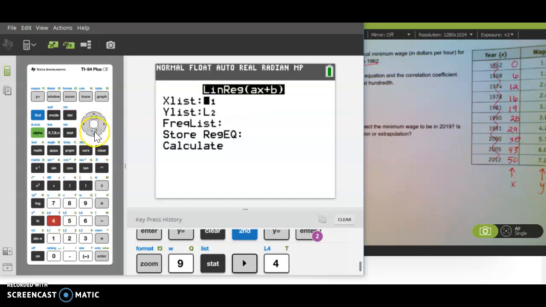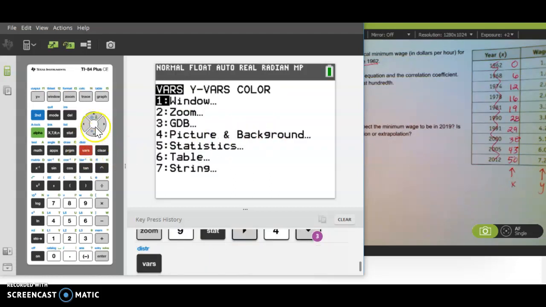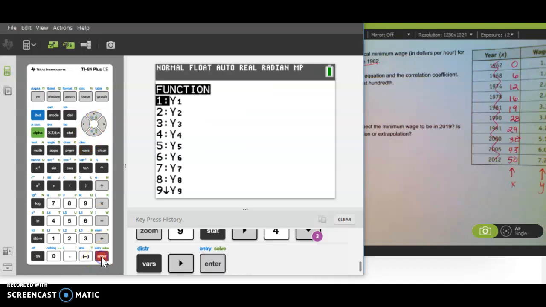All right, L1 we typed in our X's, L2 we typed in our Y's. Now we go to the store reg EQ. Remember, we do this so it'll graph the line for us. So to get this one, we go to vars, we go over to Y vars, and then we press enter on function.